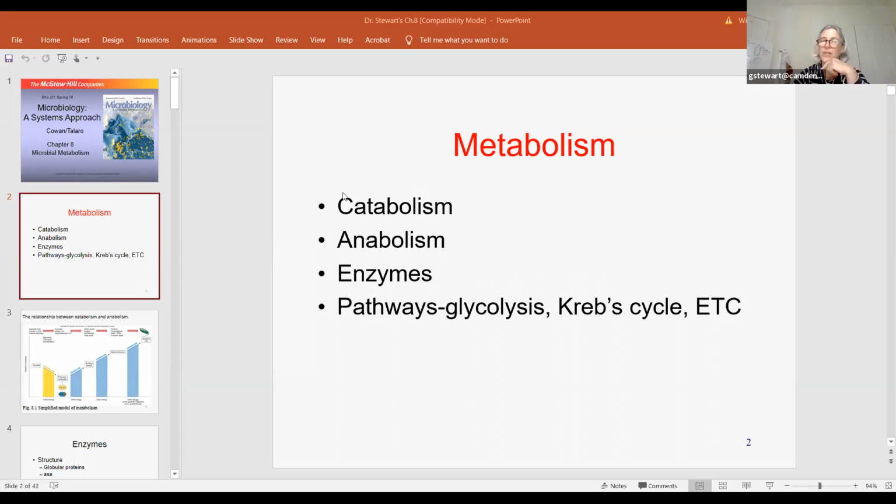So just definitions, overall definition of metabolism: sum of all the chemical reactions in the cell. We can divide that into catabolic reactions or catabolism, which are the breaking down reactions. Those usually release ATP. Anabolic reactions are endergonic, usually require ATP.